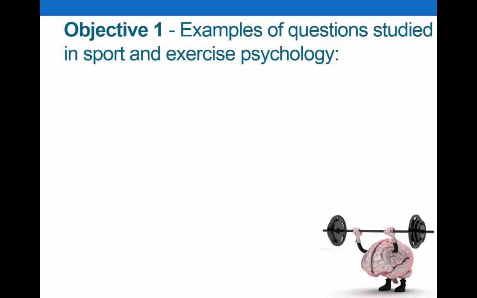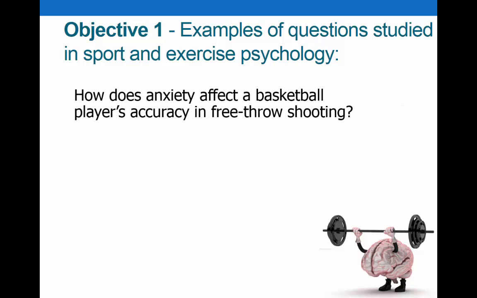Objective 1. Again, this was to understand how psychological factors affect an individual's physical or motor performance. Some examples of questions studied in sport and exercise psychology related to this objective may include some of the following examples. How does anxiety affect a basketball player's accuracy in free throw shooting?